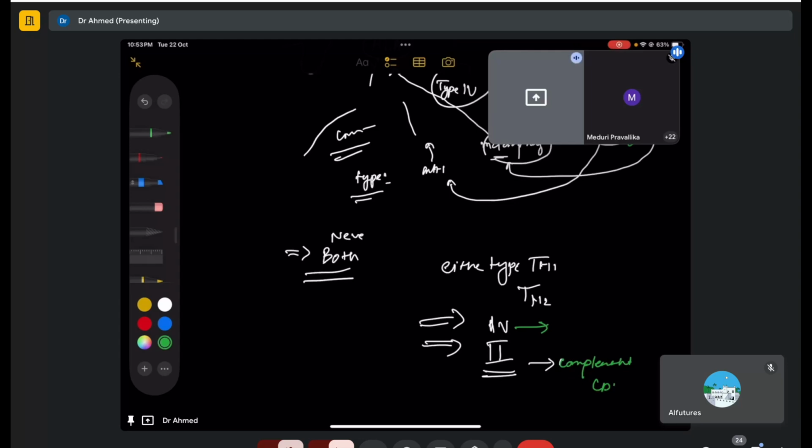CD4 something. Guys, please just tell me that. CD20. Okay, I just forgot. Got it. Markers.